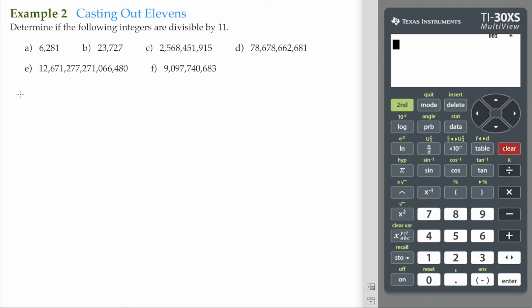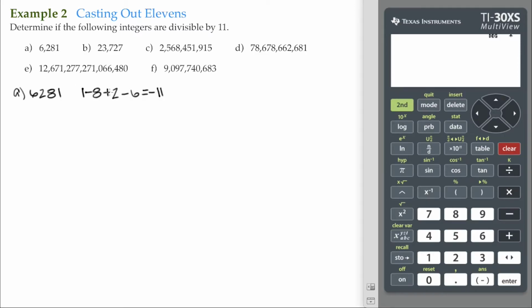So as we look at letter A here, we have 6,281. So to determine if this is divisible by 11, we start on the right with the rightmost digit, 1, and then we do the alternating sum. So we'll do 1 minus 8 plus 2 minus 6. That's what we mean by alternating. We alternate between addition and subtraction. 1 minus 8 is negative 7. Plus 2 is negative 5, minus 6, that's negative 11. Negative 11 is divisible by 11, so therefore 6,281 is also divisible by 11.